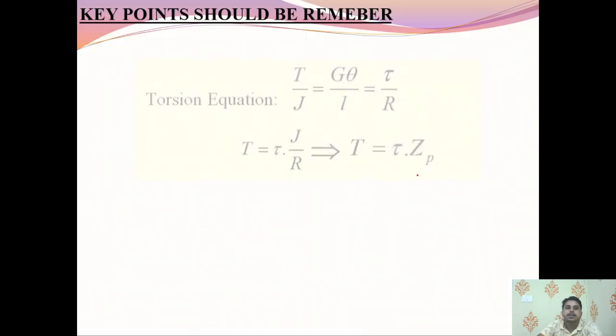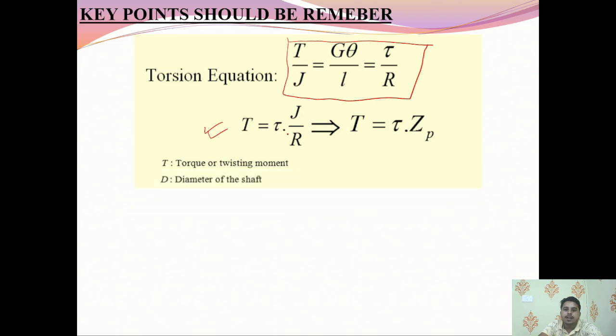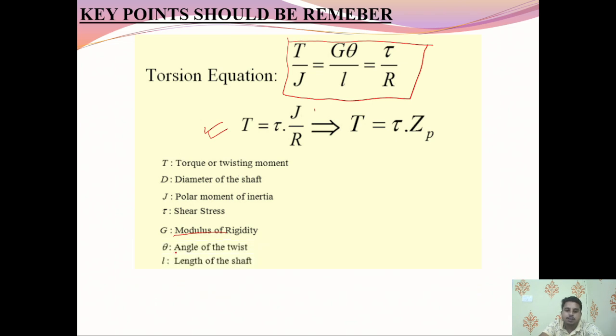Next, the key point, what should we remember? That is the most important. You will find this equation searching torsion in any search engine: T divided by J is equal to G theta by L is equal to tau divided by R. I will discuss the importance later. Let us see the meaning of these alphabetic terms. T is the torque or twisting moment, D is the diameter of the shaft, J is the polar moment of inertia, tau is the shear stress, G is the modulus of rigidity, theta is the angle of twist, L is the length of the shaft, R is the radius of the shaft, and so on.